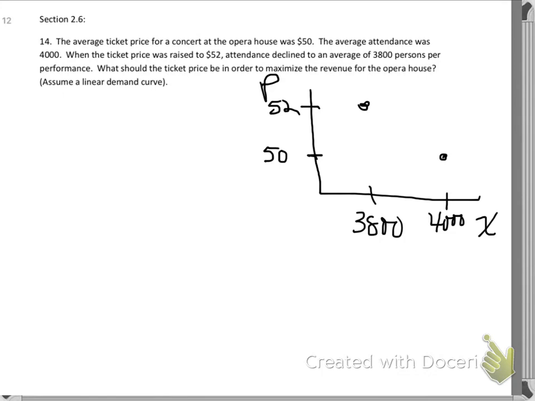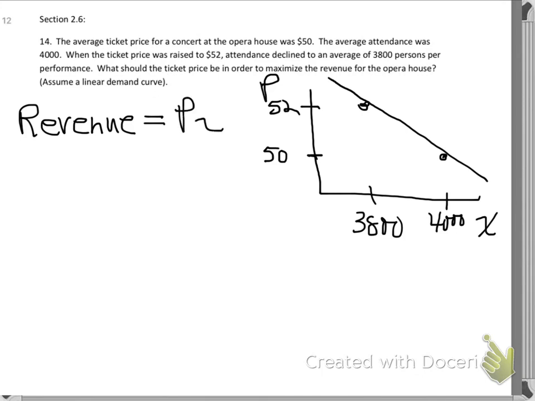What should the ticket price be in order to maximize the revenue for the Opera House? And they said we can assume a linear demand curve. Okay, so here is your linear demand curve. So if you know that profit, excuse me, I don't want profit, I want revenue. So let me get rid of that. So revenue is what they want to maximize, and revenue equals price times quantity. Okay, so let's see if we can figure out an equation here.